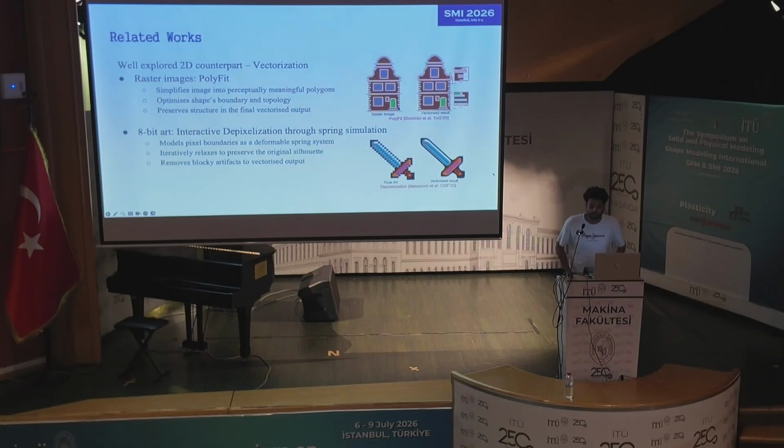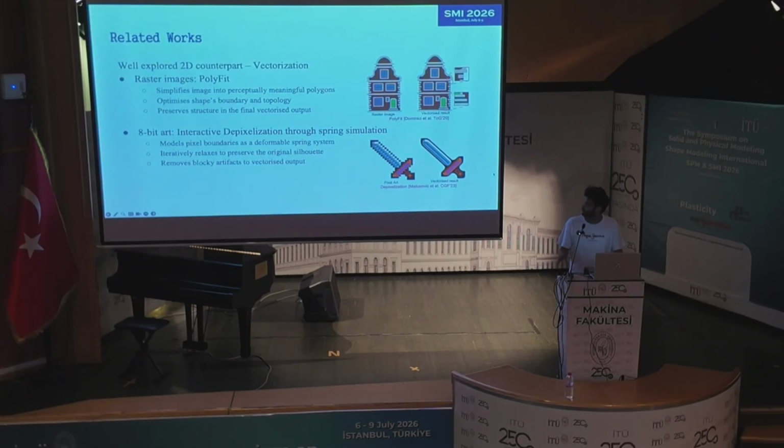Reconstructing piecewise smooth geometry has been well explored in 2D. For instance, in Polyfit, they vectorize low resolution raster images by perceptually fitting polygons. And in another work, 8-bit art is processed using a specific mask spring system to relax pixels to generate vectorized outputs.